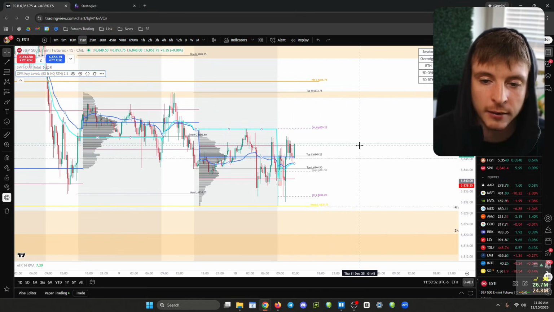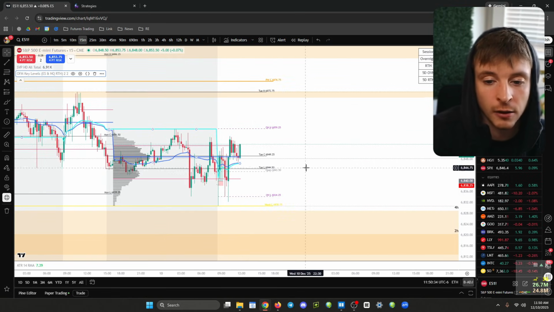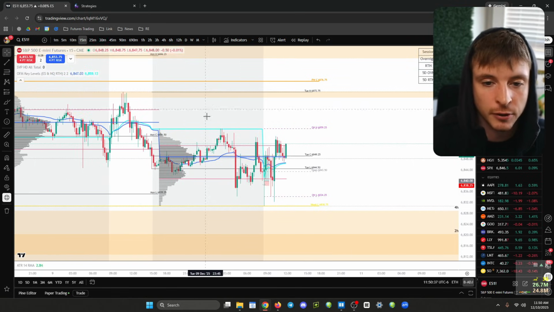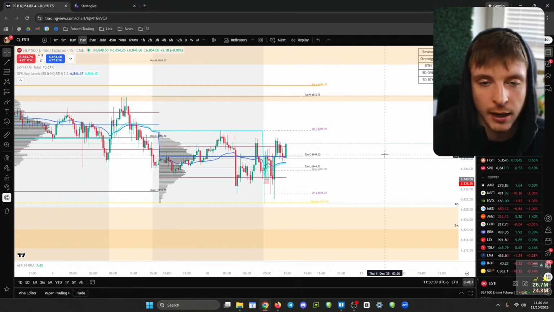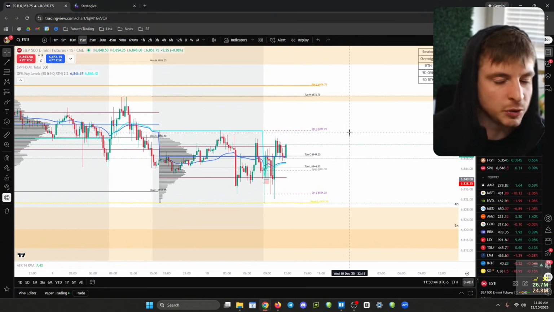It's one change that I made that I really enjoy so far. I love having these levels just auto plotted. I don't have to come here and mark 10 levels and think about it too much. It's just already there. So huge benefit for that.